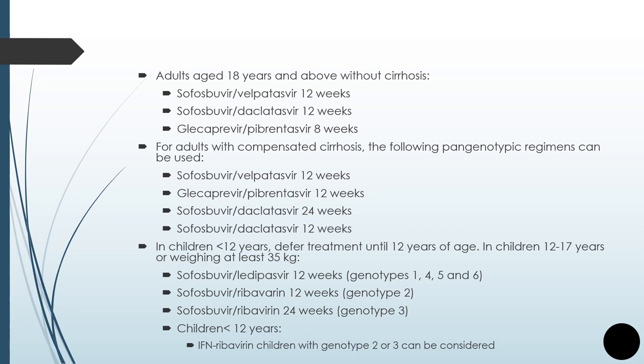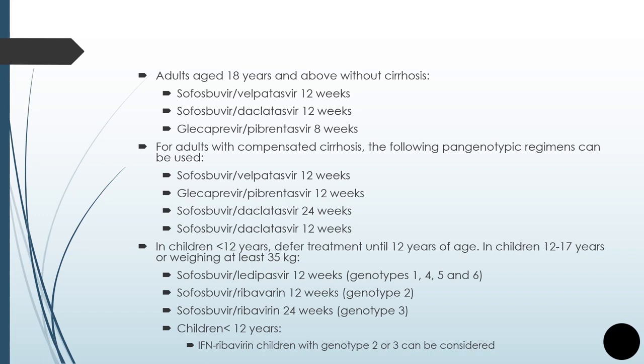In children who are less than 12 years of age, treatment should be deferred until they are 12 years of age. But in children who are 12 to 17 years of age or who have a weight of at least 35 kg, sofosbuvir can be given in combination with ledipasvir for 12 weeks or ribavirin for 24 weeks, depending on the genotype. Interferon and ribavirin in children with genotype 2 or 3 can be considered. However, this is not the preferred or recommended option.